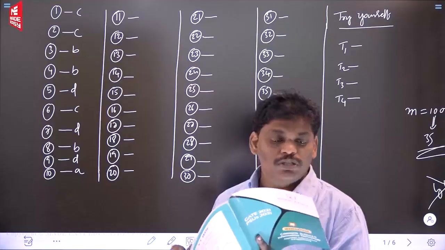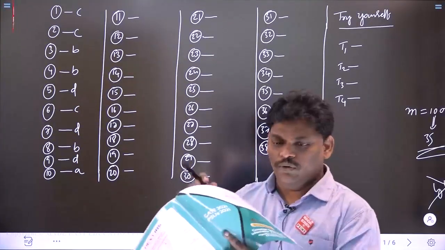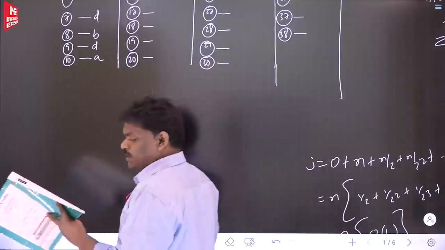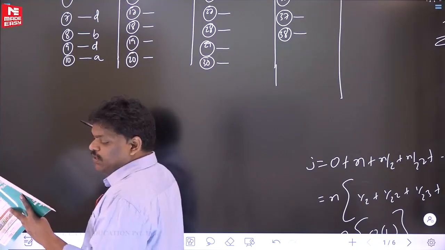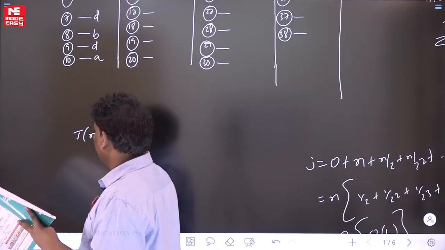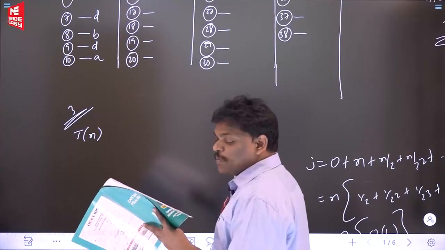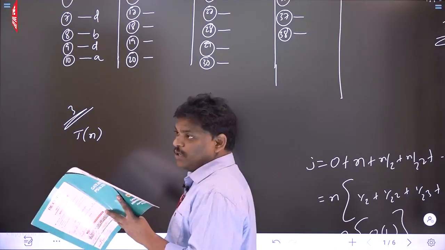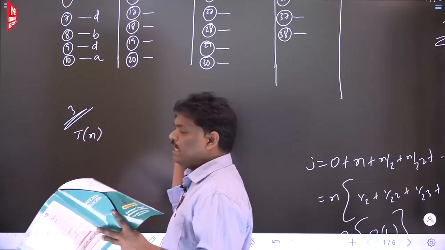Question number 3. If you see this program, maybe it is there in your notes also, I don't know. Let's check here. If you see question number 3, assume that the time complexity of isPrime of N is Tn. I am repeating once again: assume that the time complexity of isPrime of N is Tn. What is the Tn?